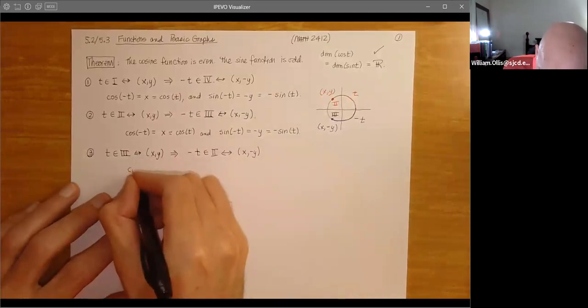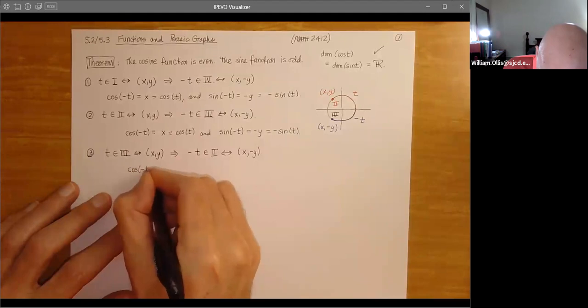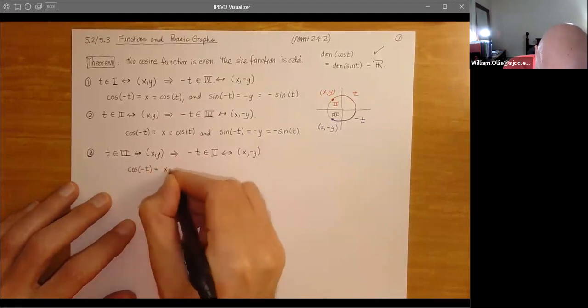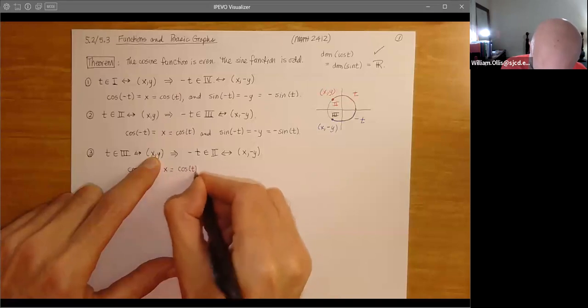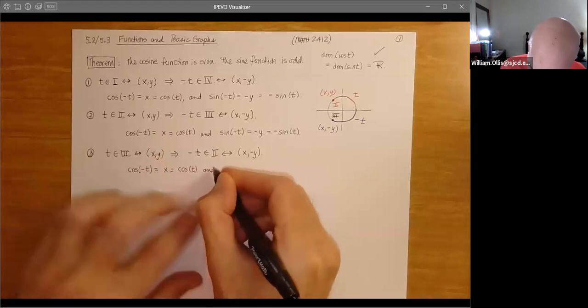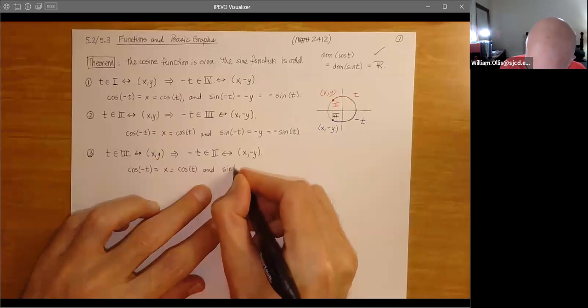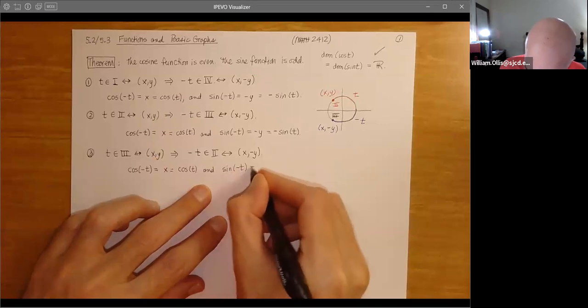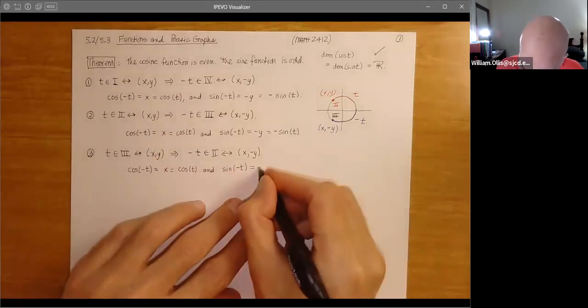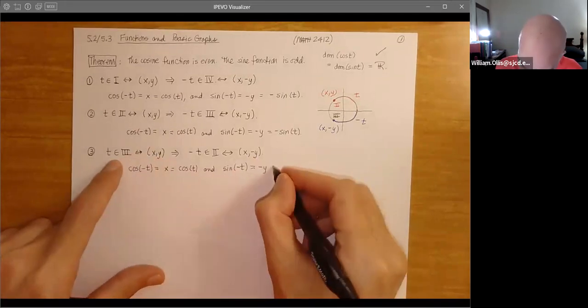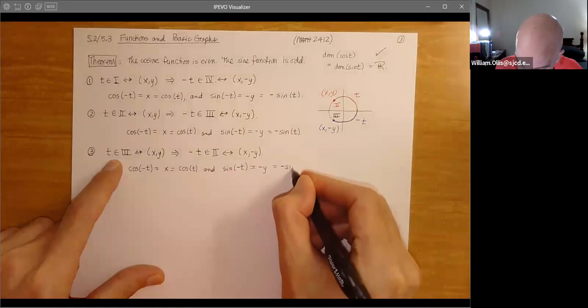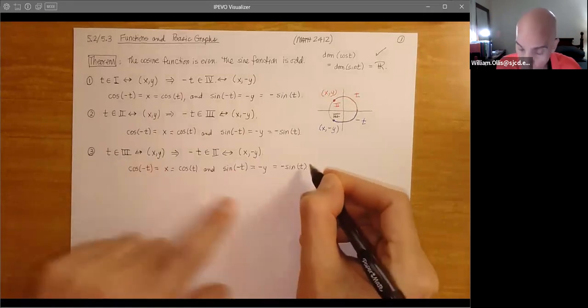So now cosine of the additive inverse of t is x, which is also cosine of t by definition. And sine of negative t is negative y, or the additive inverse of y, which is the negative of sine t. So again, so far so good. We have one more quadrant.